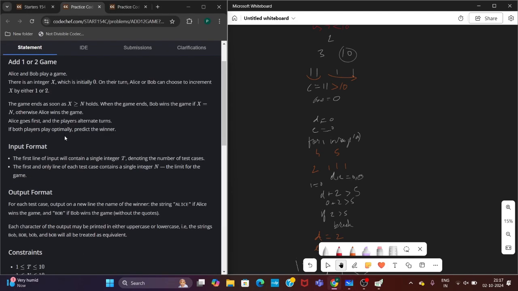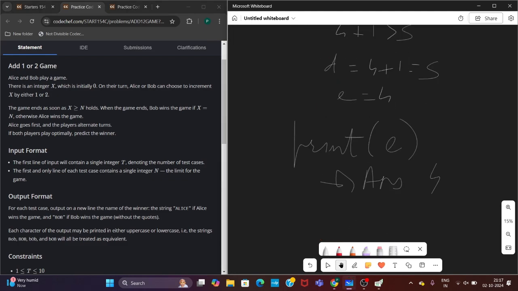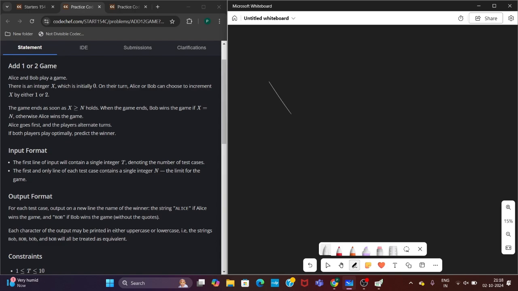Our next problem is the Add One or Two game. It's a very simple problem, so let's discuss it. Alice and Bob are playing a game. There is an integer x which is initially 0, so at the start of the game it is always 0. Alice and Bob can choose to increment x by either 1 or 2.